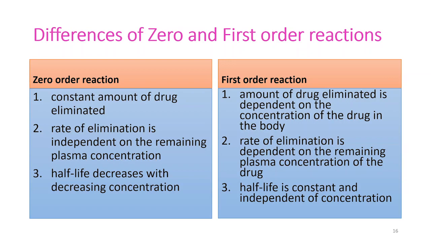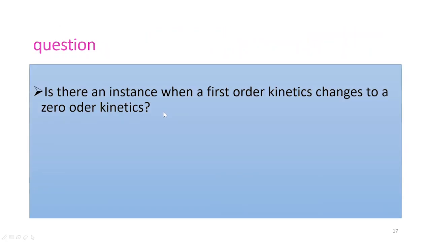Okay, now, I have a question. Is there an instance when first order kinetics changes to zero order kinetics? What do you think is the answer? Well, the answer is yes. There are instances wherein a drug, even though it is first order, will change to become zero order kinetics. Now, when will this happen? What are the instances wherein this can happen?